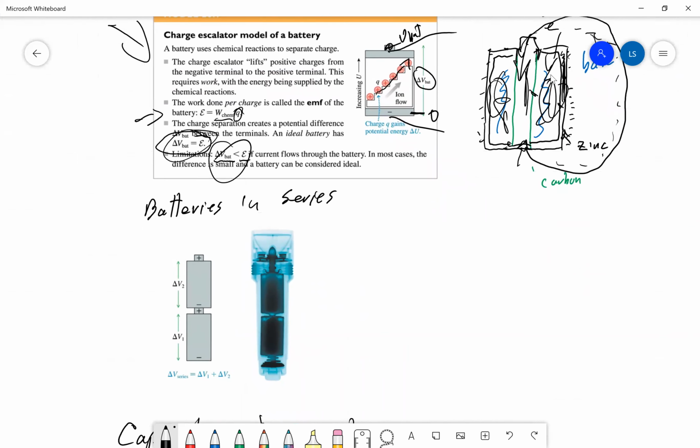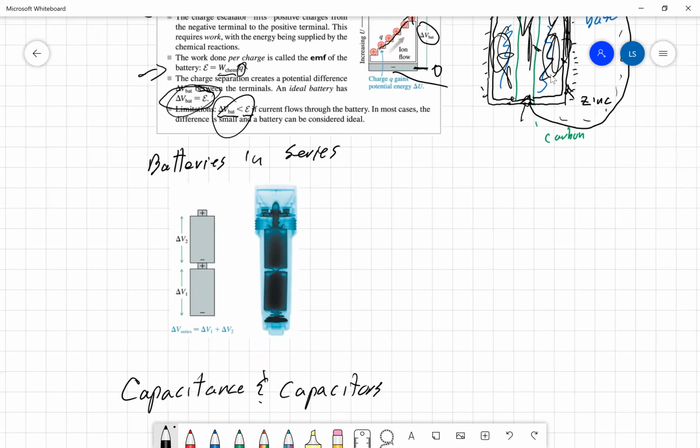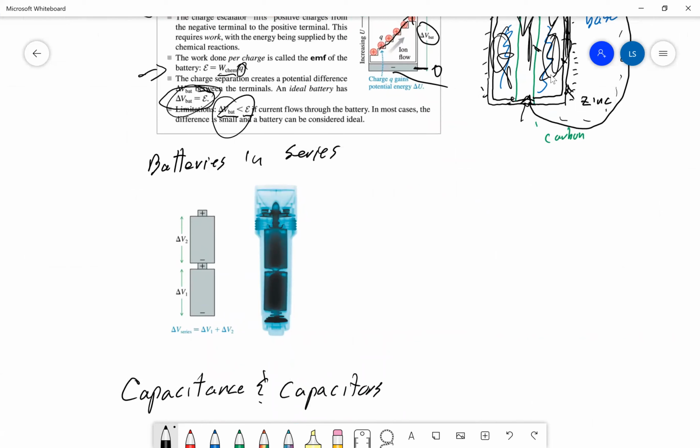Batteries in series. One of the things we're going to do is look at some basic circuits, and there are two ways to add circuit components: series and parallel. Here we have batteries in series. So what is a battery in series? It's just one on top of another. If you imagine a path through this for an electron, it goes through one and then the other.